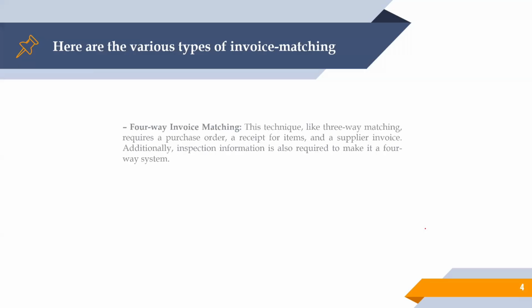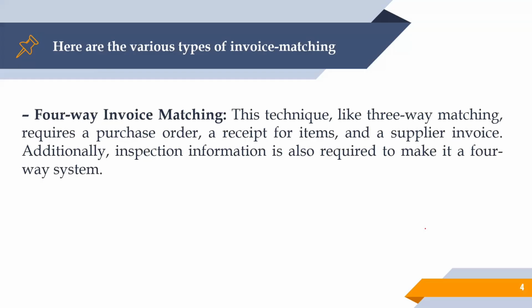Next is the four-way match concept. What is meant by this? In the three-way, we have the GRN, the purchase order, and the invoice. Now, in case of goods, the next step is the four-way match, where we have to get the confirmation from the team with actual physical verification of that material. That's the added process. Like three-way matching, this technique requires a purchase order, a receipt for items, and a supplier invoice.